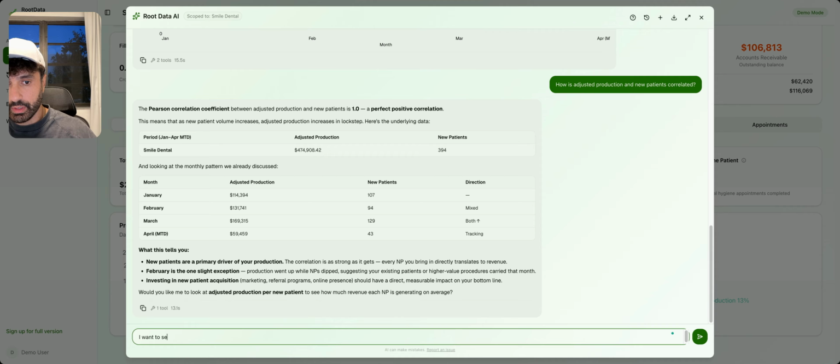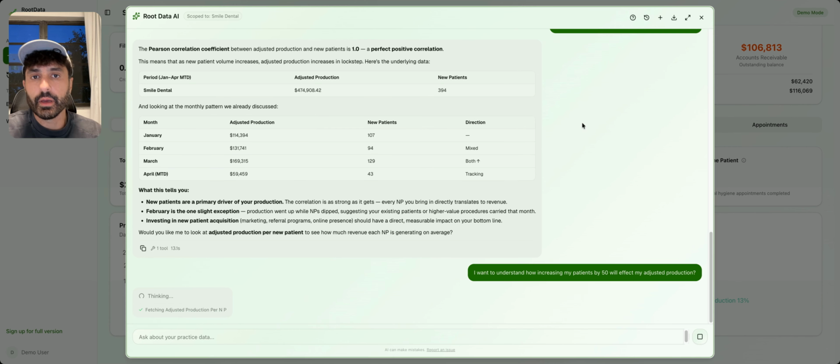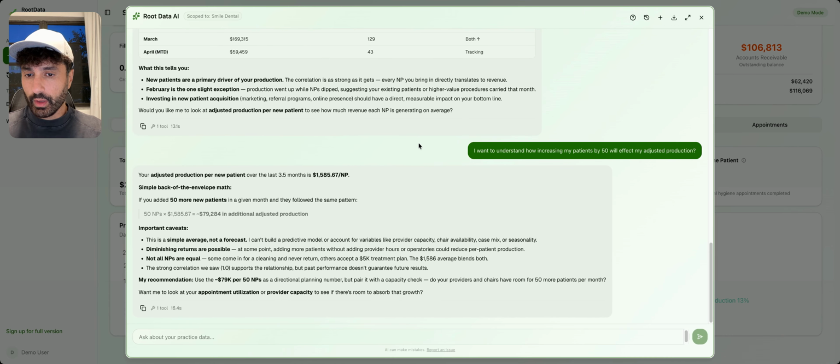I want to understand how increasing my new patients by 50 will affect my adjusted production. So let's just see if we increase our new patients by 50. New patients, obviously, that is a marketing play, so we'll have to find ways to bring new patients into the practice. But let's just figure out how that affects our bottom line so we can plan accordingly and budget and spend the proper amount of money on marketing.